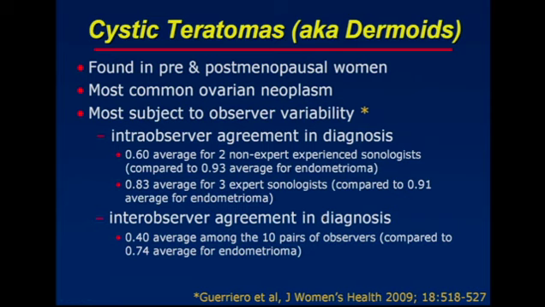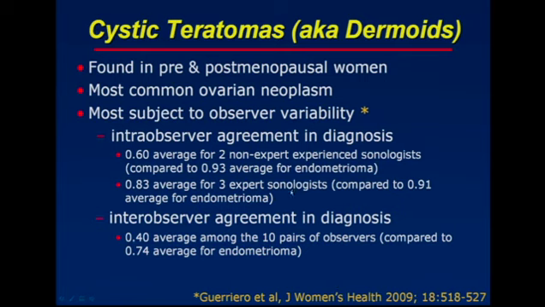Dermoids can be found in pre- and postmenopausal women. It's the most common ovarian neoplasm, and it's the one that's most subject to observer variability. This is a very interesting article that showed that even the same observer looking at a dermoid at 2 points in time may come to different conclusions about the mass.